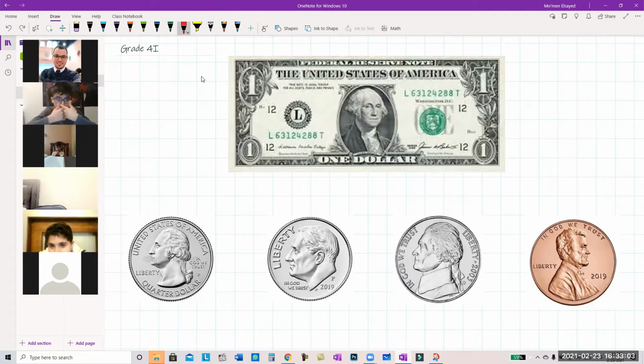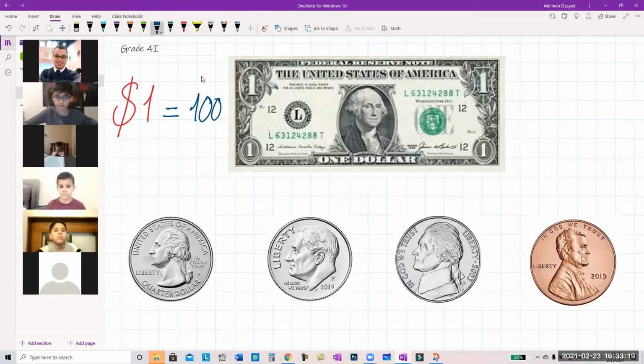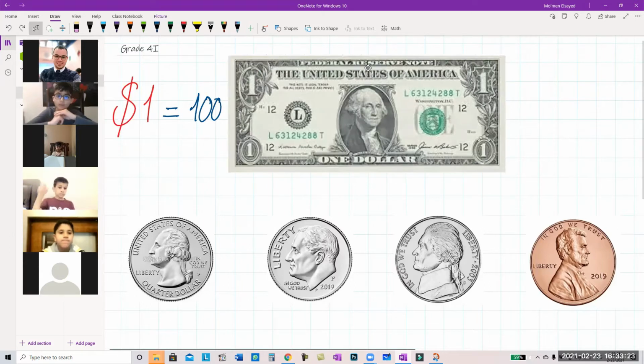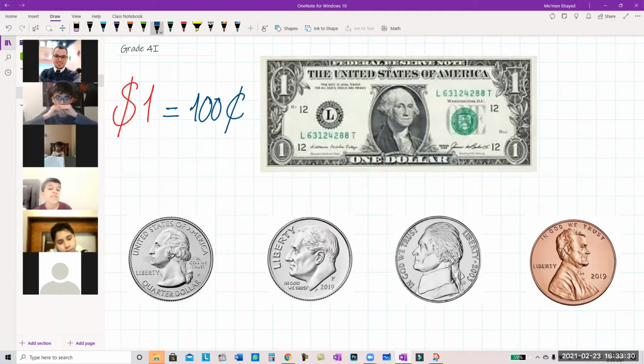So we have $1. That's $1. It equals how many cents? Do you know, Ryan? 100. Excellent. 100 what? Cents. Excellent. Great. So it equals 100 cents.